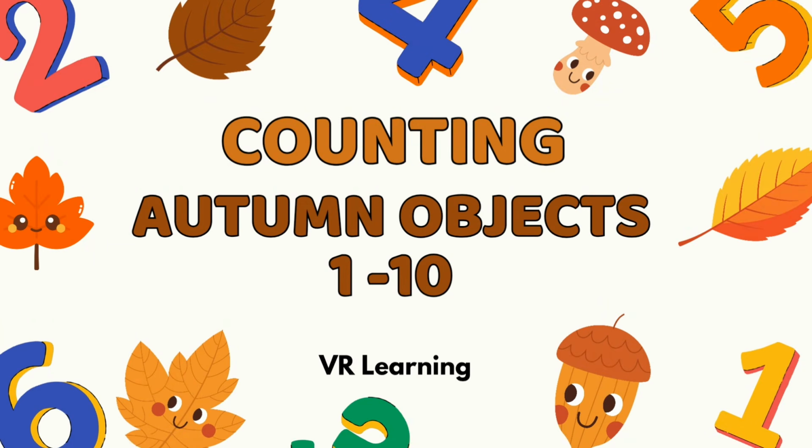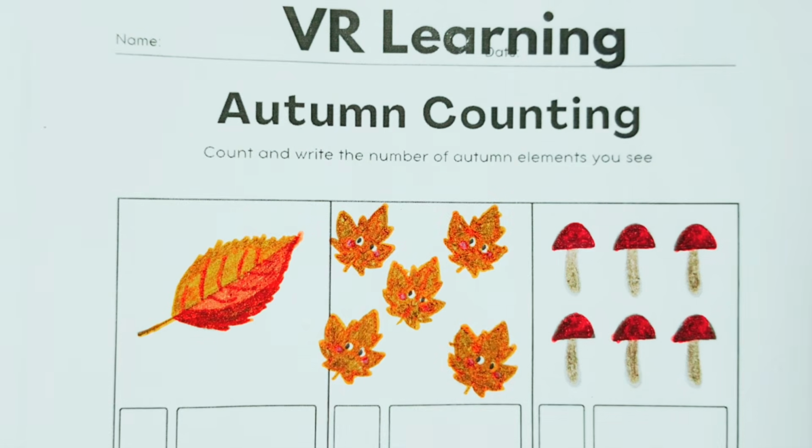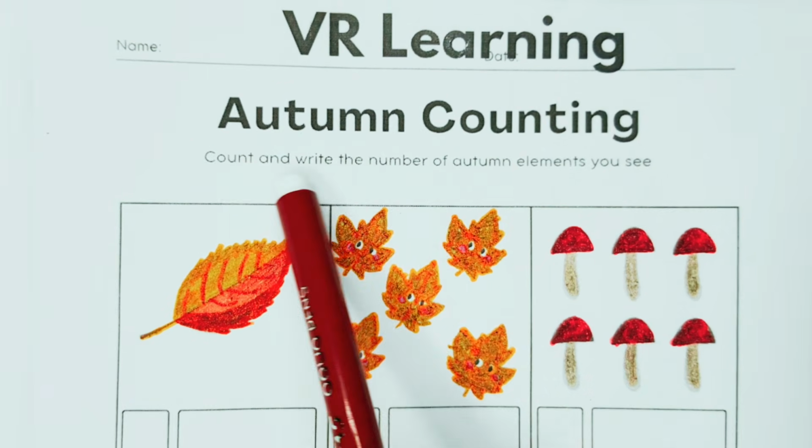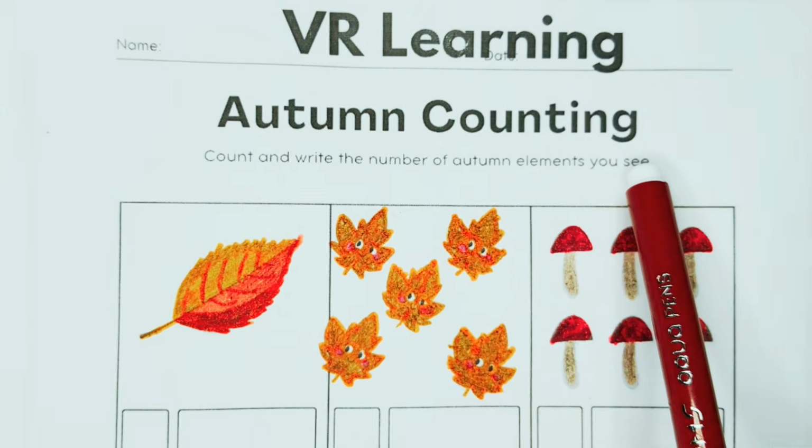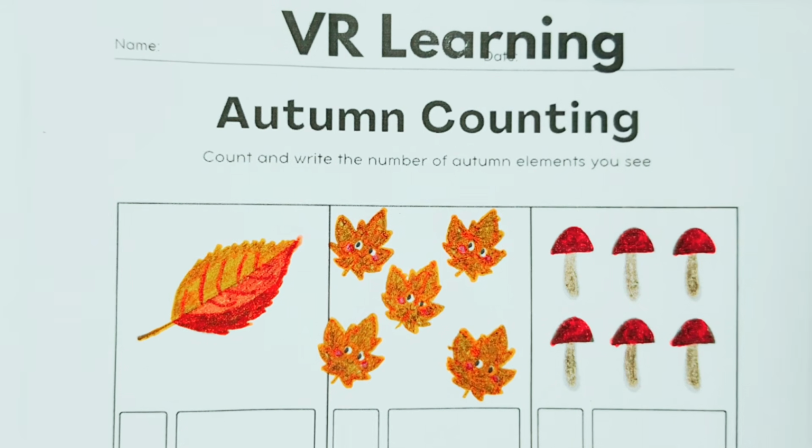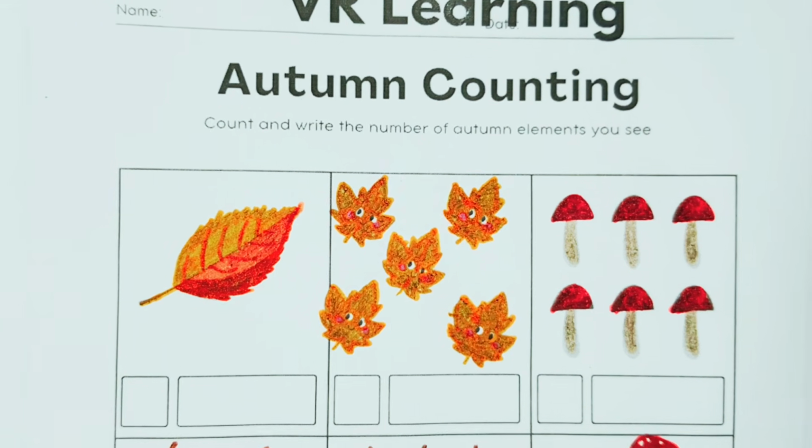In this video, we are going to count autumn objects 1 to 10. Let's start. Autumn counting. Count and write the number of autumn element you see. Look at the first picture.